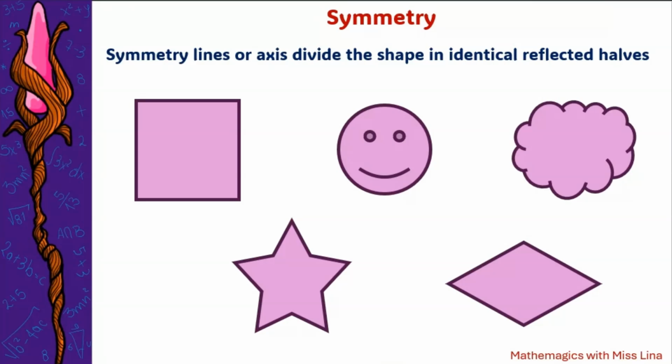Today, we're going to talk about symmetry. A shape is symmetrical if there is a line or axis that you can use to divide the figure in two identical halves of the figure. For example, in this square, if I do this line, it's going to divide the square into parts that are identical to each other.